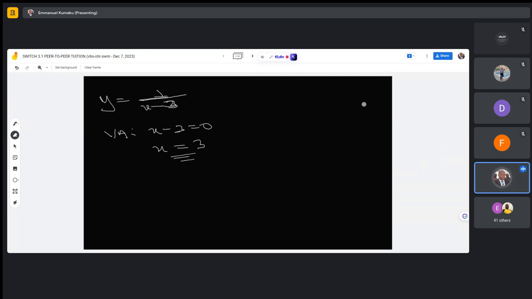Let us go to the horizontal asymptote. That one, the rules are very simple. For horizontal asymptote, we have to just check the degree of the numerator and the denominator.